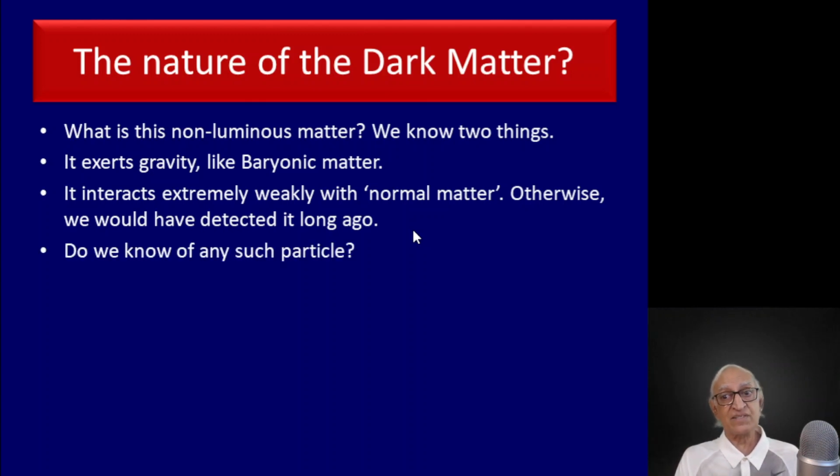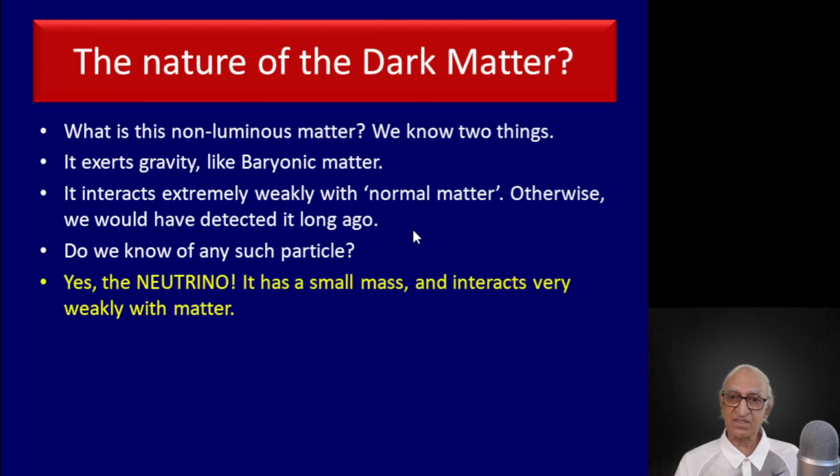Do we know of any such particle? A particle that interacts extremely weakly with matter? Yes, we know. It's the neutrino. It has a very small mass. You will say, no, neutrino has a zero mass. Neutrino does not have a zero mass. It has a small mass. We will discuss that in one of the later lectures. And it interacts extremely weakly with matter.